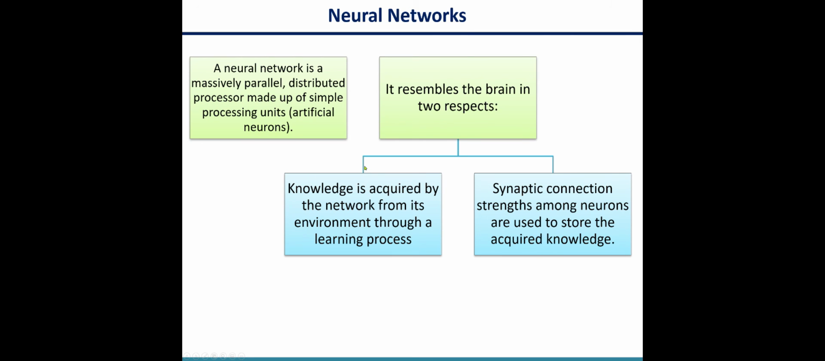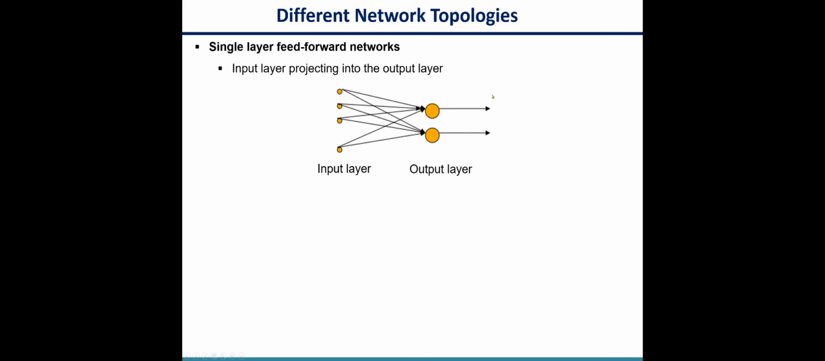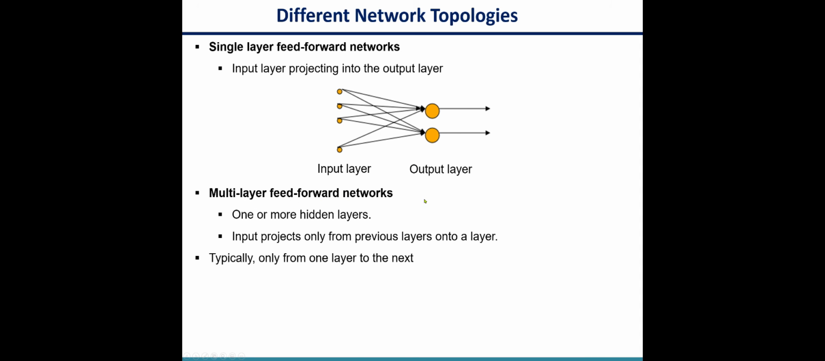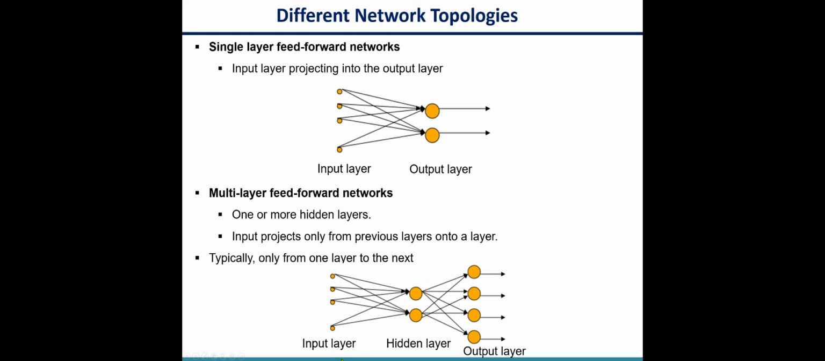We have multiple neural network topologies. First, the single layer feed forward network, with an input layer projecting into an output layer. Second, the multi-layer feed forward network, with one or more hidden layers. Inputs project only from the previous layer onto the next layer, typically only from one layer to the next. Here we can see the output and one hidden layer, which is the single hidden layer one, and here there are multiple hidden layers.